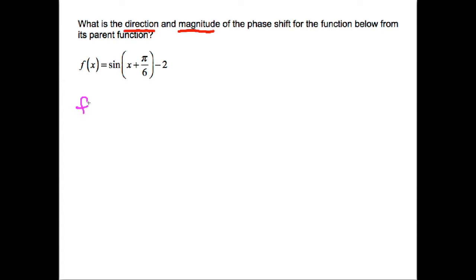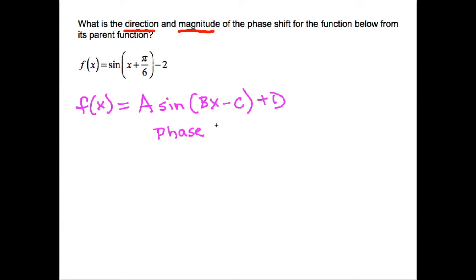My standard form is that f of x is equal to a times the sine of bx minus c plus d. Now in this form, the phase shift can be readily identified, both the direction and the magnitude, because it will be given by c over b. So notice b is the coefficient in front of x. So b will be equal to 1.